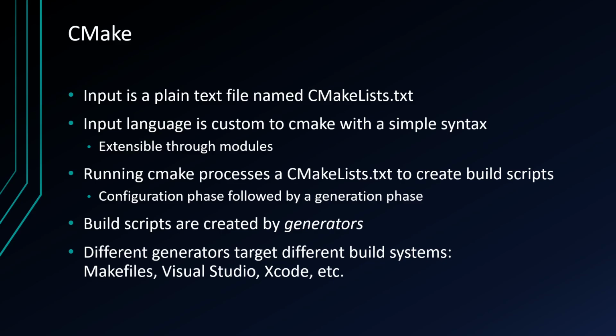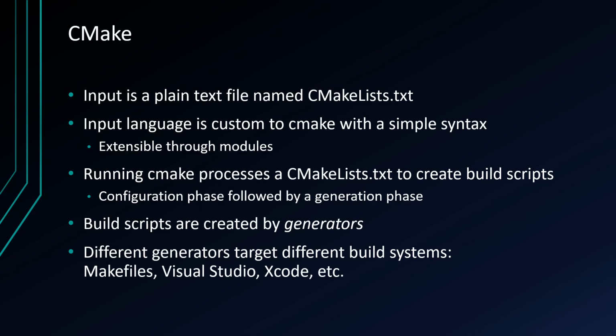For CMake, the input is a plain text file named CMakeLists.txt. The input language is custom to CMake with a simple syntax. You can add new functions and macros to the language. You can add those as just inline definitions, defining a function and then calling it, or you can use reusable modules. And CMake ships with a whole bunch of modules that extend the functionality in various different ways.